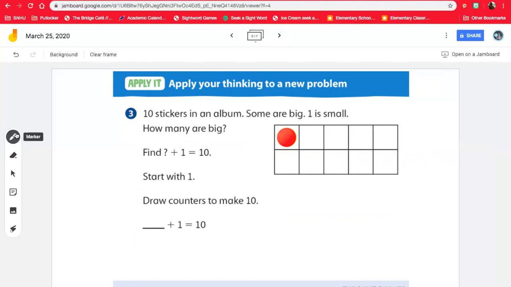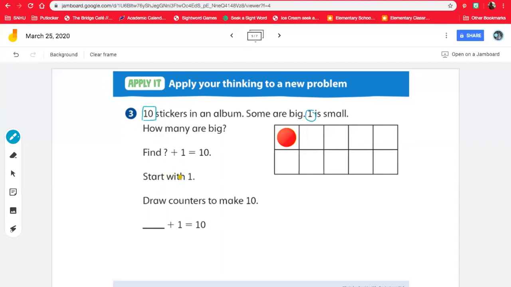Oh, we got more stickers in this problem. 10 stickers are in an album. Some are big, 1 is small. How many are big? Well, I know we have 10 in all. And I know some are big, but 1 is small. So if we have 10 total and 1 is small, I need to figure out how many are big. We're finding what plus 1 equals 10.